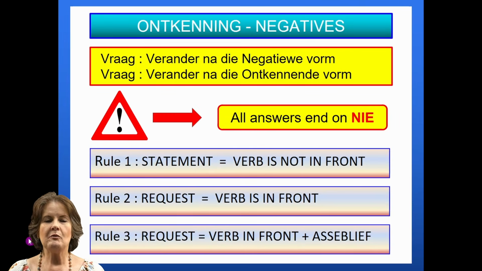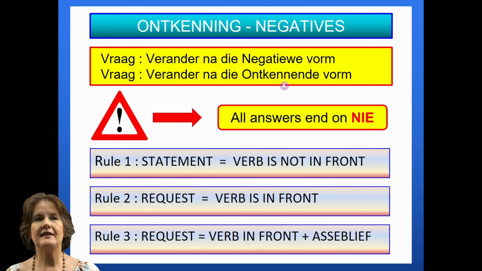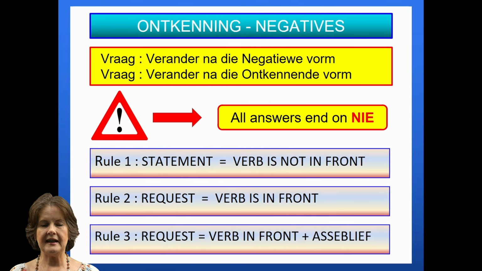Okay, today we are going to look at ontkenning or negatives in Afrikaans. Now, how do we ask this question? Look at the question here. We say verander na die negatiewe vorm, or we can say die ontkennende vorm. When you get this question, you know that you need to turn the sentence to the negative.